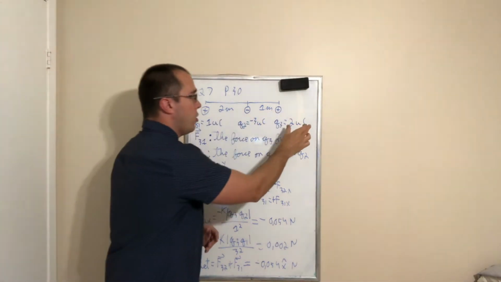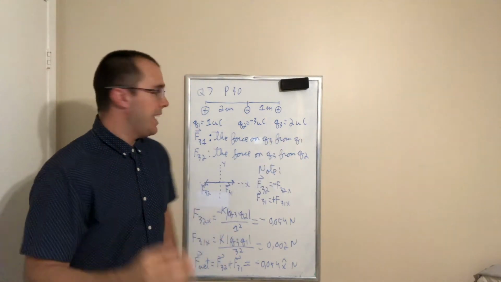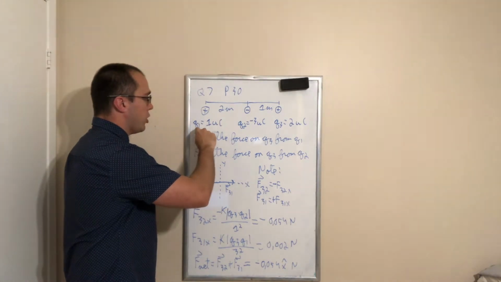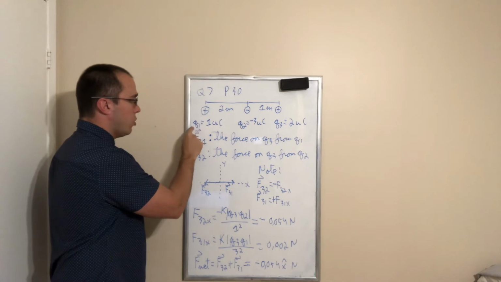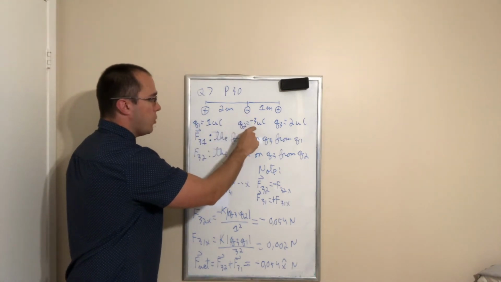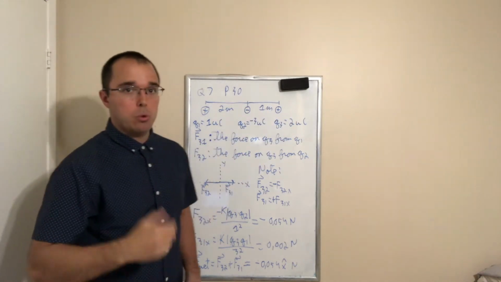We are told we're going to place a third charge over here, 1 meter away from the second charge, of 2 microcoulomb. One thing you will notice is that on the diagram, there's no notation for the charges. So here I decided that the first charge will be Q1. So Q1 is equal to 1 microcoulomb. Q2 is equal to minus 3 microcoulomb. And Q3 is equal to 2 microcoulomb.